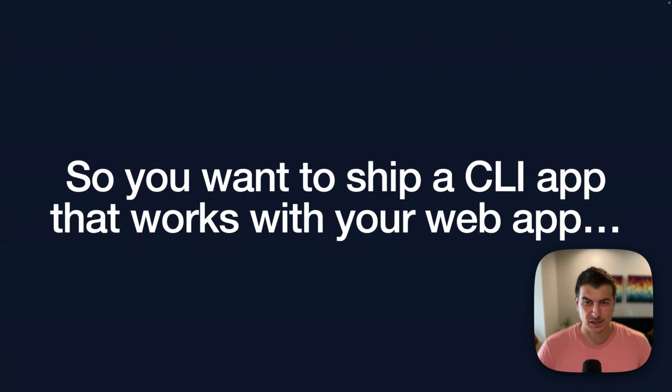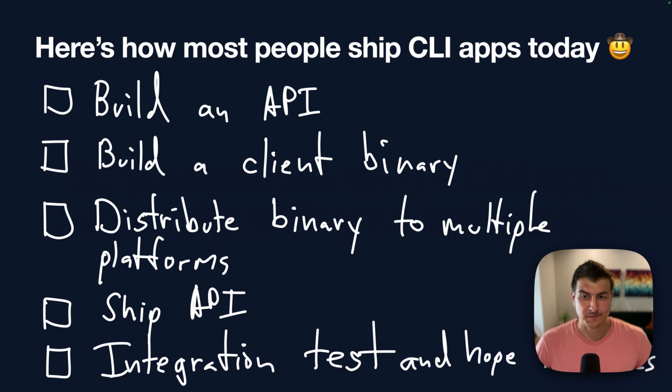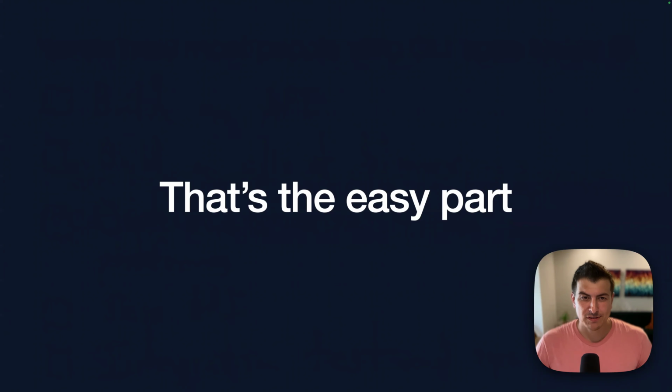Before we jump into that, though, let's look at what it takes today if you want to ship a command line app. Turns out it's a lot of work. You get to build an API, and then you have to figure out what kind of client binaries you're going to distribute. You have to figure out a way to get those running on macOS, Linux, and Windows. Once you do all that, you get to ship the API to production, and then you get to do integration testing and hope that everything works. And that is the easy part.